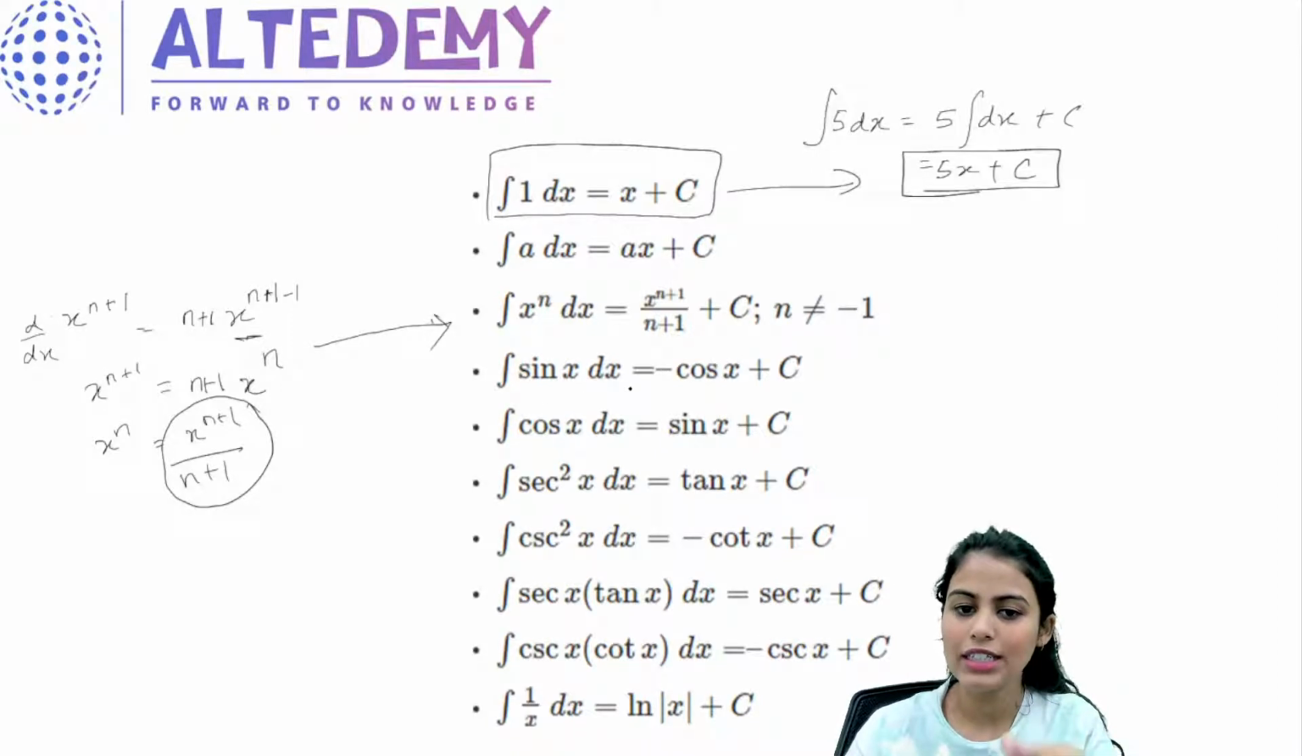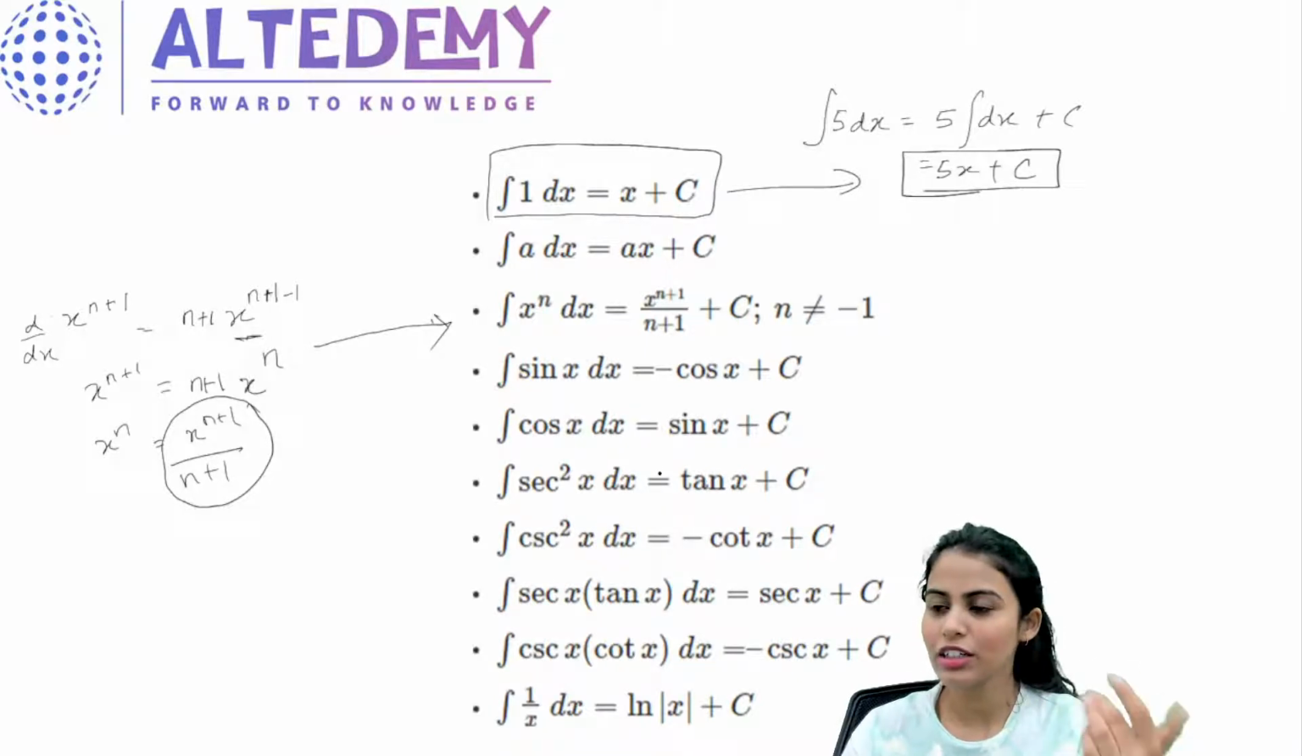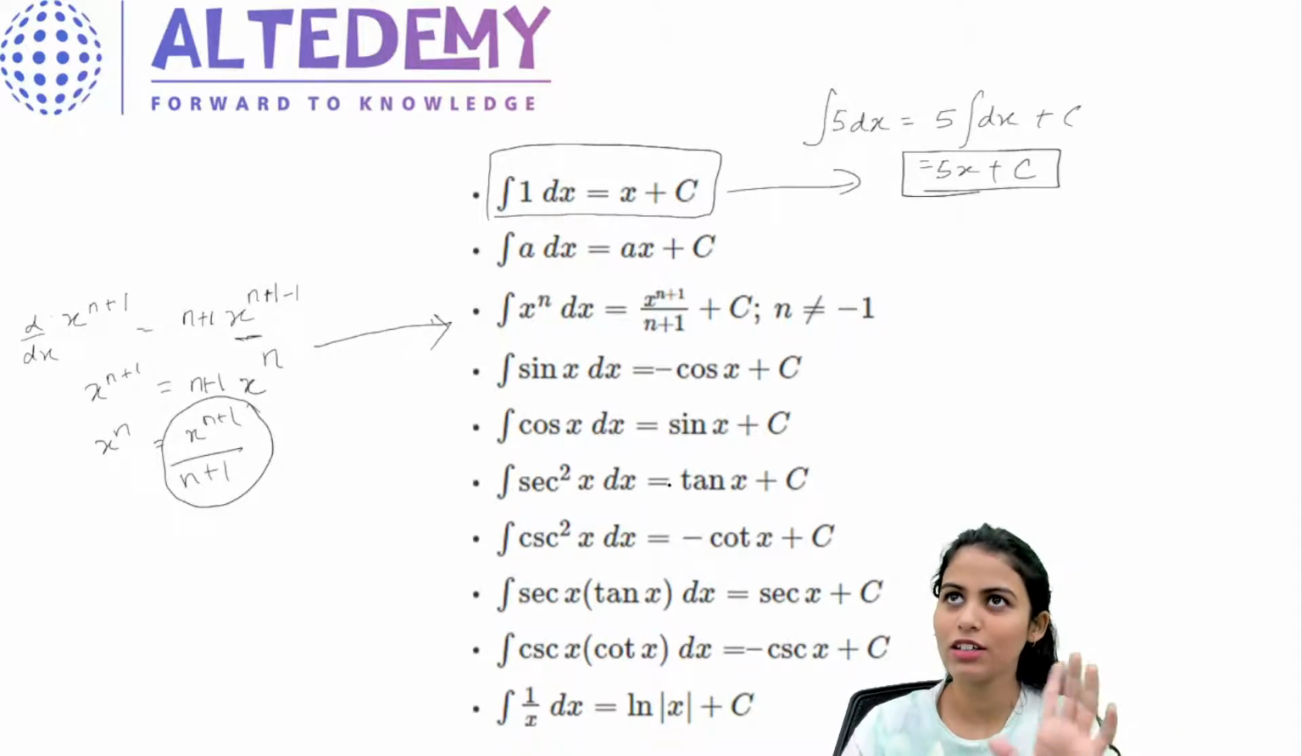Integration of sin x dx is equal to minus cos x plus c. Integration of cos x dx is equal to sin x plus c. You can remember this by learning that sin x integration is minus cos x, so cos x integration will be sin x, but there will be no negative sign. In only one formula there is a negative sign. So just remember that in sine it is minus cos x, and in cos it will be sin x.